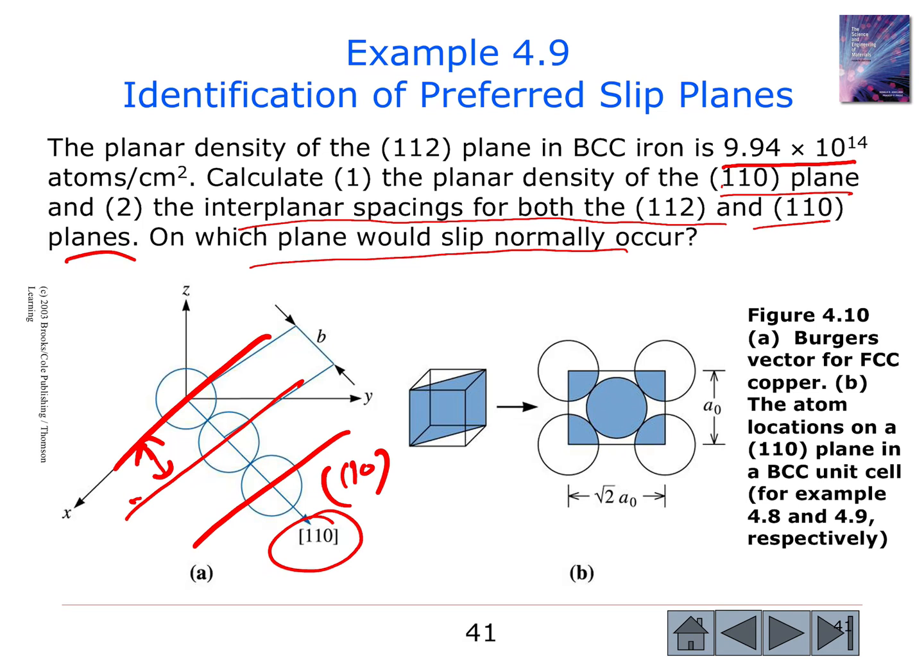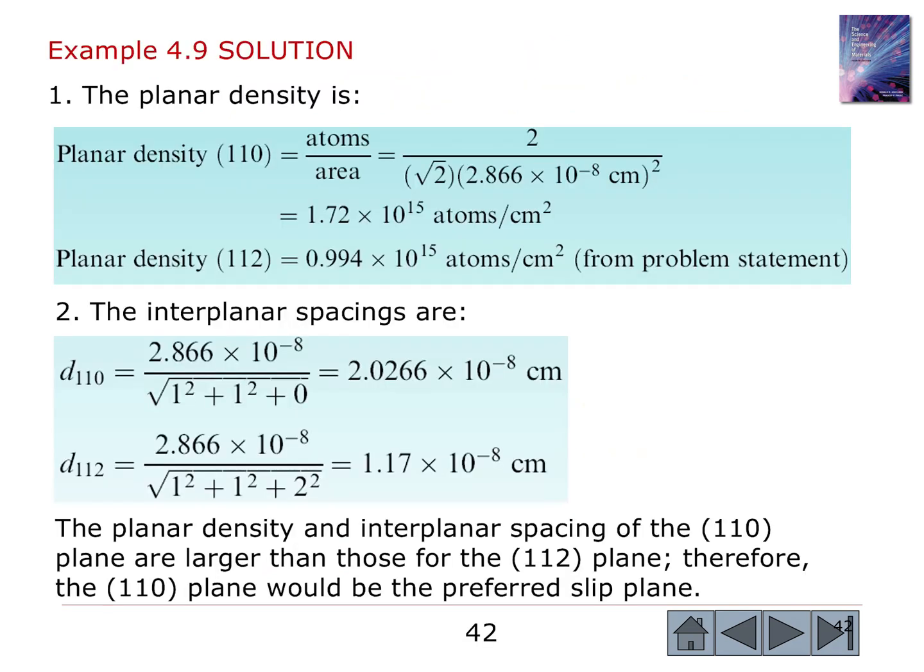So how do you find the planar density? The planar density is atoms per area. There are two atoms in the plane, and the area is root 2 multiplied by the lattice parameter.